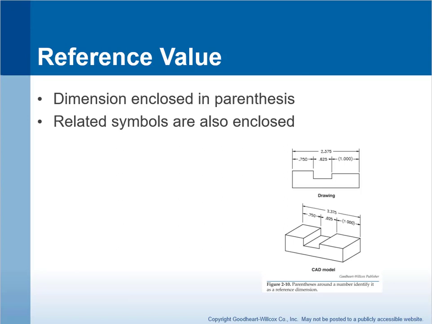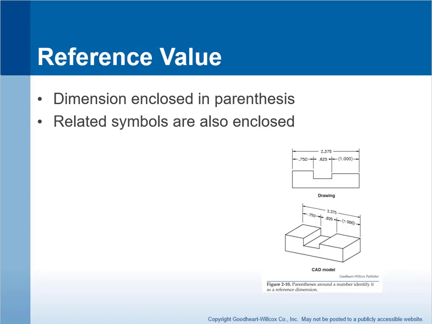Next one I want to talk about is a reference value. What is a reference value? So a reference dimension is enclosed in parentheses. And then the related symbols are also enclosed. Say if it was a radius, that's a reference dimension, for instance. Okay, so in this particular case, we have parentheses around this dimension here, the 1-inch dimension, because if we didn't call that a reference dimension, the part would be over-constrained.